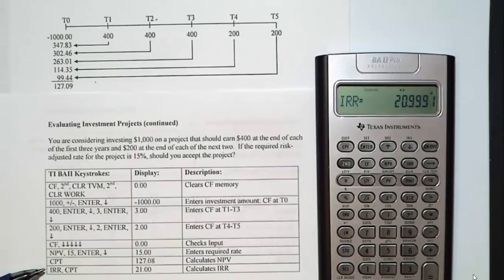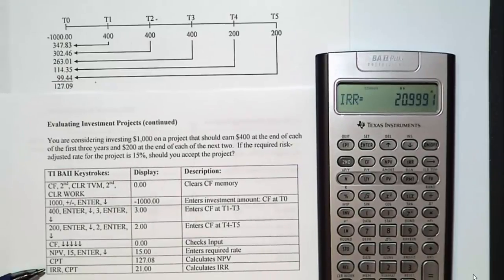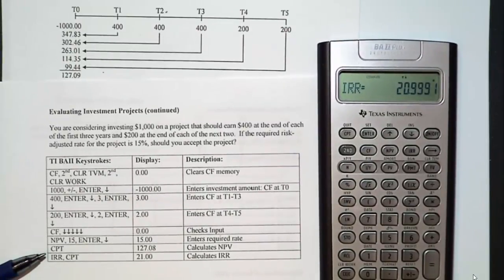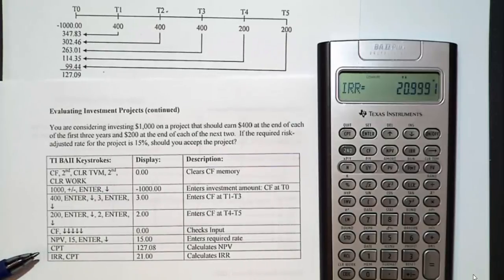Now notice that it took a second for that IRR number to come up. That's because your calculator is essentially interpolating. It's trying to figure out, okay, let's try 10%. No, 10% wasn't enough to discount this. Let's try 30%. No, that discounts it too far. And your calculator is going back and forth very quickly until it finally narrows it down to 20.9991%.